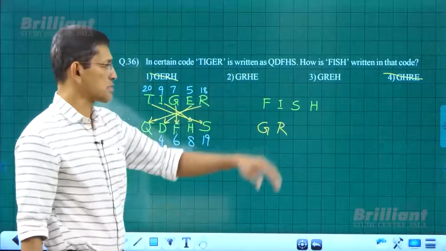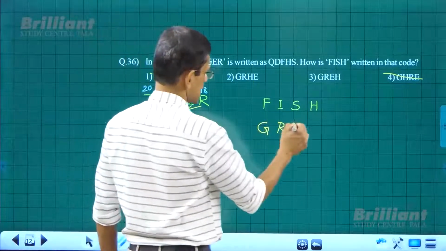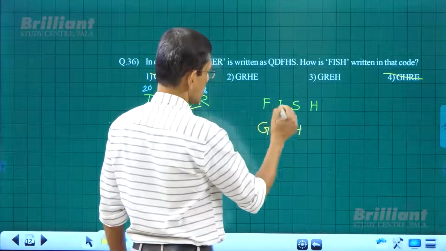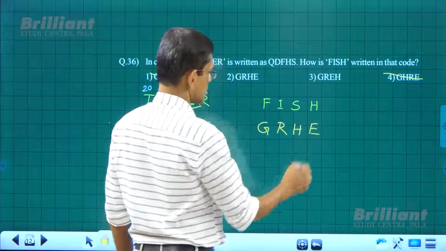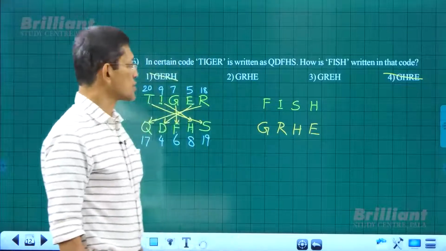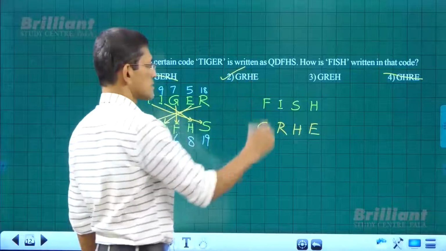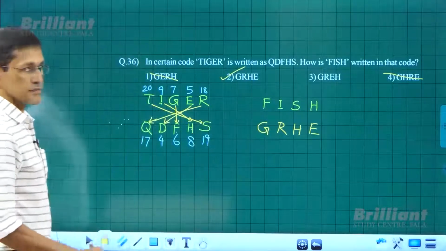Now we have 2 possibilities. Well, I minus 1 is H and F minus 1 is E. So GRHE. So GRHE right here. So we got the answer. So that's the pattern.